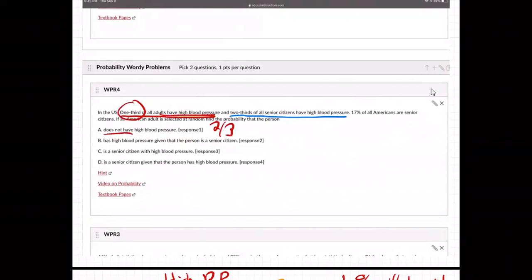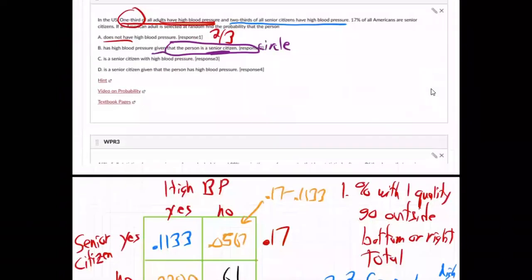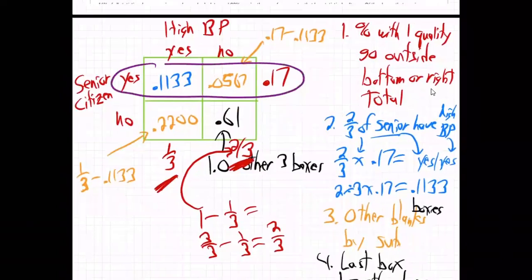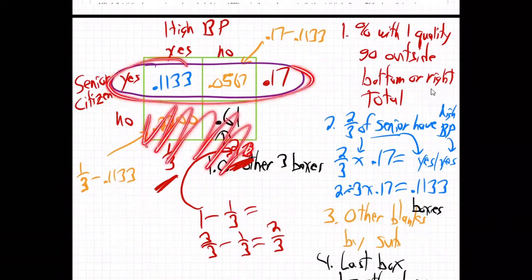That probably would have been easier. Just look right there. Next section. Has high blood pressure given that the person is a senior citizen. Remember what we do with given. Given, right here, you circle this part. You circle and narrow your focus to only those numbers. Is a senior citizen. So I come in here and go, okay, is this a yes? Senior citizens, right there, and I ignore all the other numbers and just focus right there.